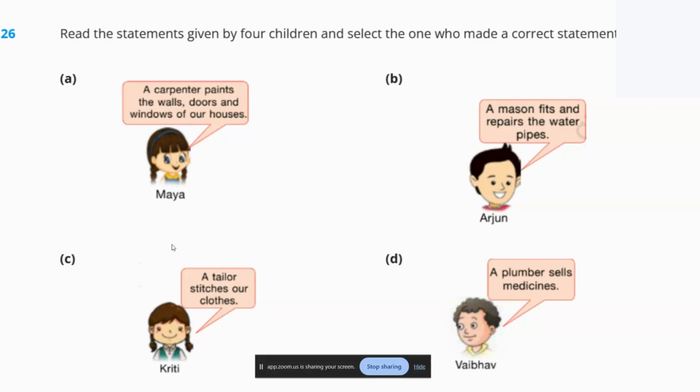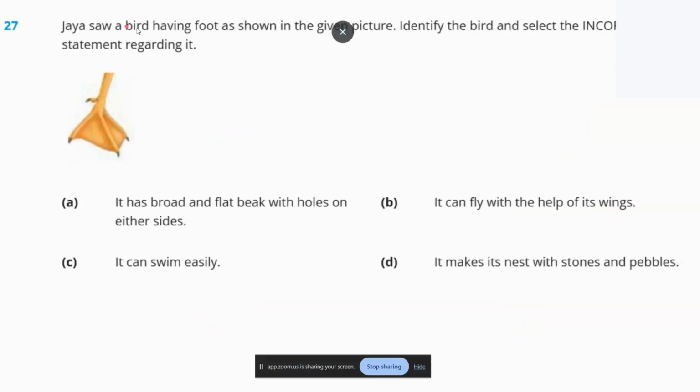It is Kriti who is saying the correct statement. A tailor stitches our clothes, isn't it? So option number C is our right answer. Next, Jaya saw a bird having a foot as shown in the given picture. Identify the bird and select the incorrect statement regarding it.